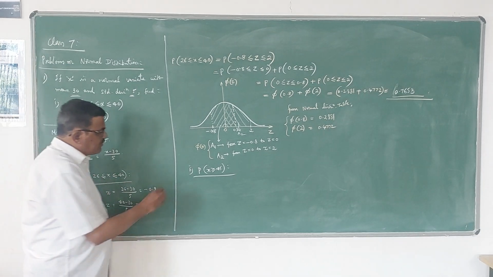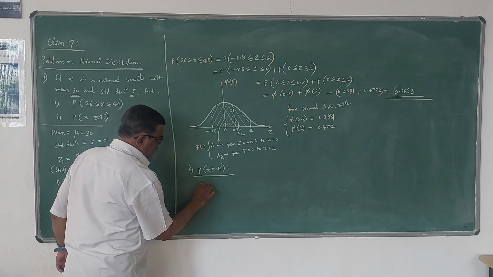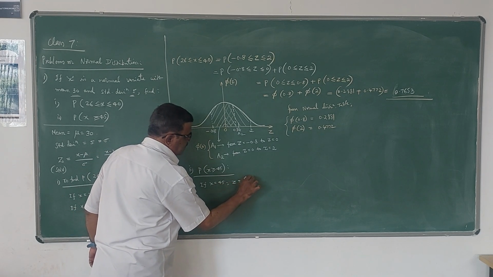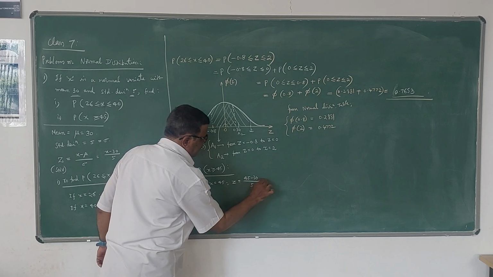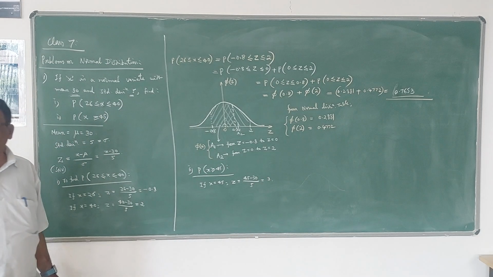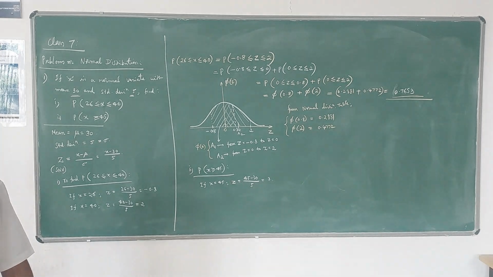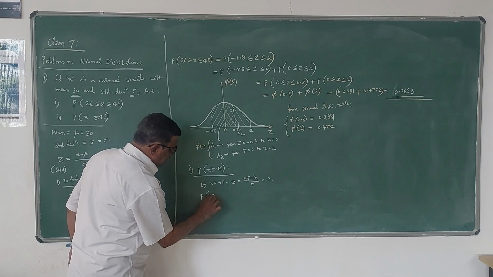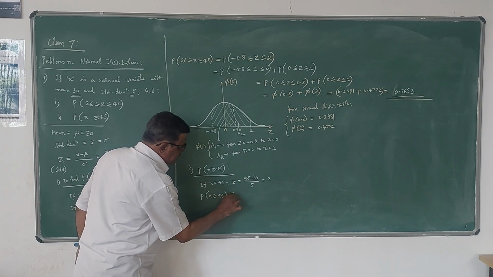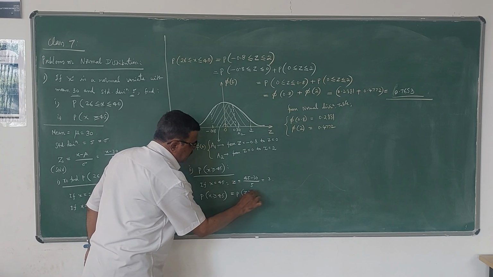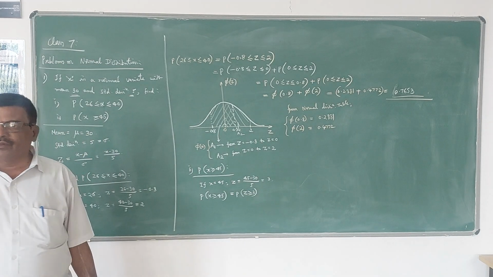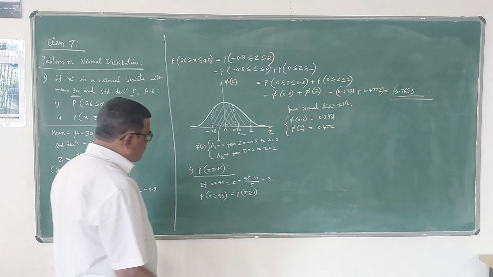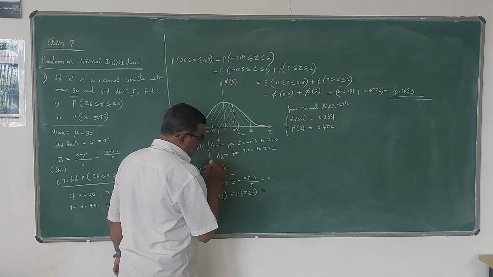Now once again, if x is 45, calculate the value of z. That is x minus mu, 45 minus 30 divided by 5, which is 3. Z becomes 3. That means P of x greater than or equal to 45 is the same as P of Z greater than or equal to 3. So how do we get this value?